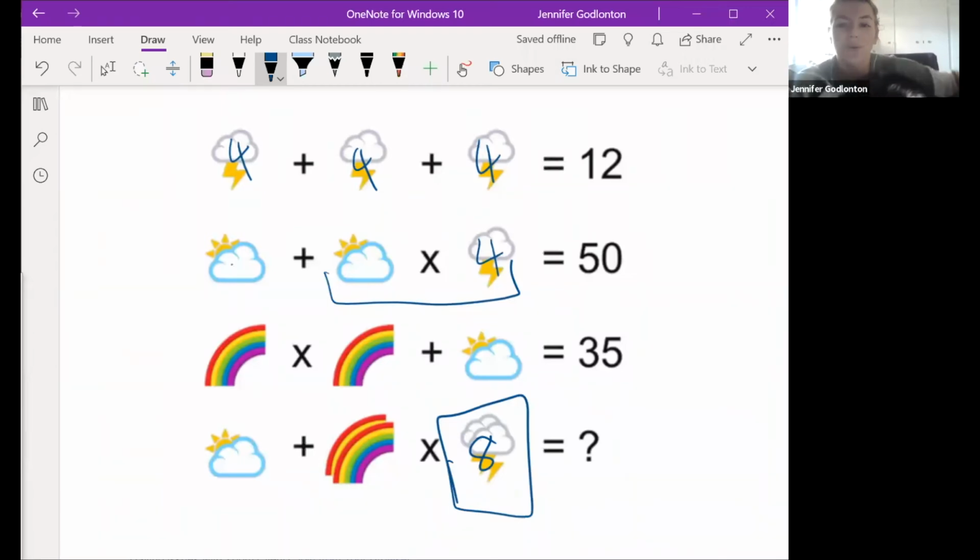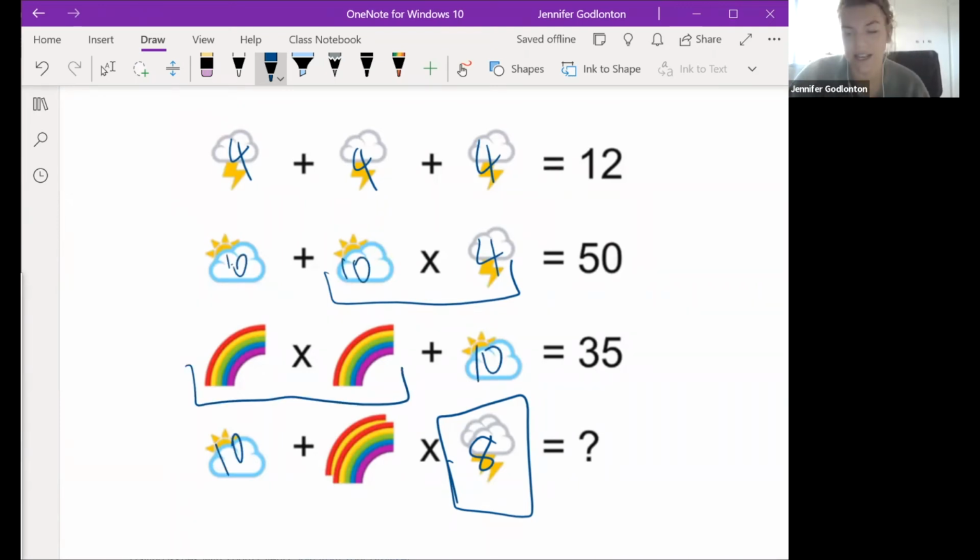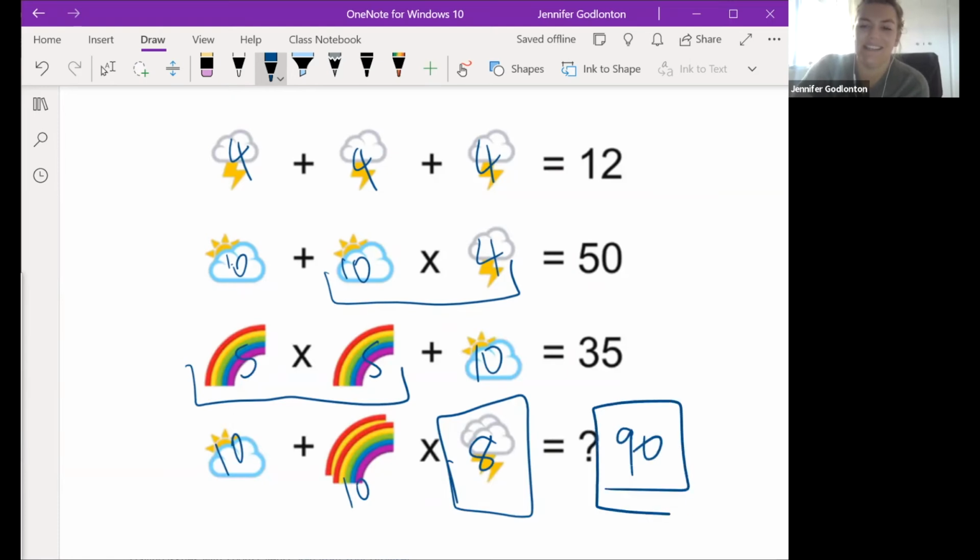So something times 4 plus something has to give us 50. So we're going to say 10 times 4 is 40, and 40 plus 10 is going to give us the 50, which means this one's going to be 10 here, and this one's going to be 10 here. And then this is something times itself plus 10 has to give us 35, which means each of them are going to be 5, but there are 2 rainbows, so that's going to be 10. This is going to be 10 times 8, which is 80, 80 plus 10, which is 90. And that is our answer.